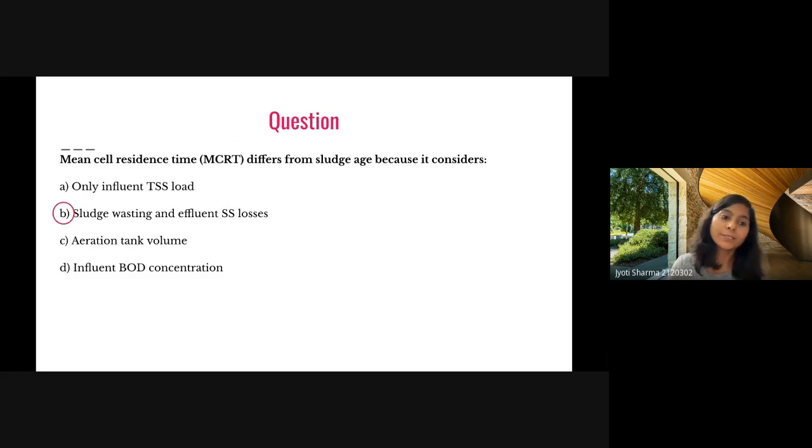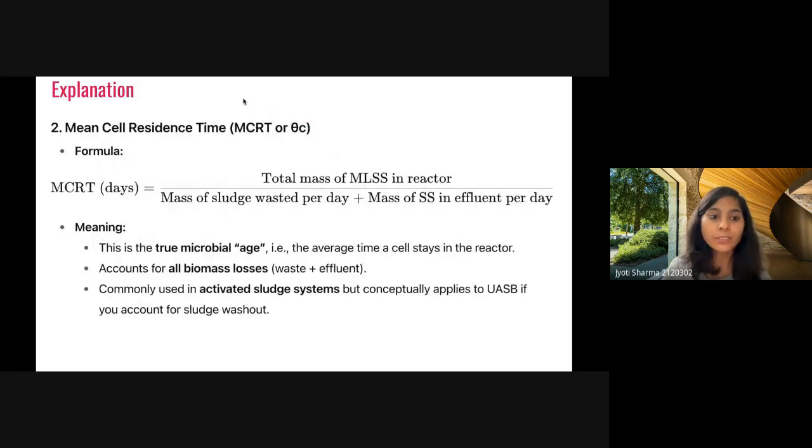Okay, so this is sludge wasting and effluent SS losses. Let me show you the formulas. So for MCRT, this is total mass of mixed liquor suspended solid in reactor divided by mass of sludge wasted per day plus mass of suspended solid in effluent per day. So here this is true microbial age, and that will account all biomass losses, either in the waste or that will go with your treated water.